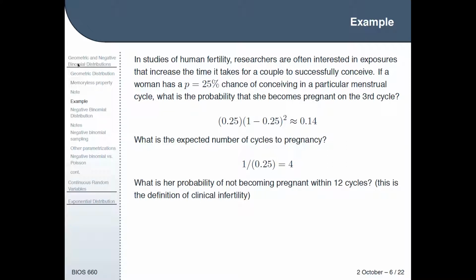And what would be the probability of not becoming pregnant within 12 cycles, which is the definition of clinical infertility? Well, that would be the probability that you get 12 failures in a row, which is 0.75 to the 12th power, or about 0.032. Well, hopefully that's fairly straightforward. Let me know if anybody has any questions thus far.